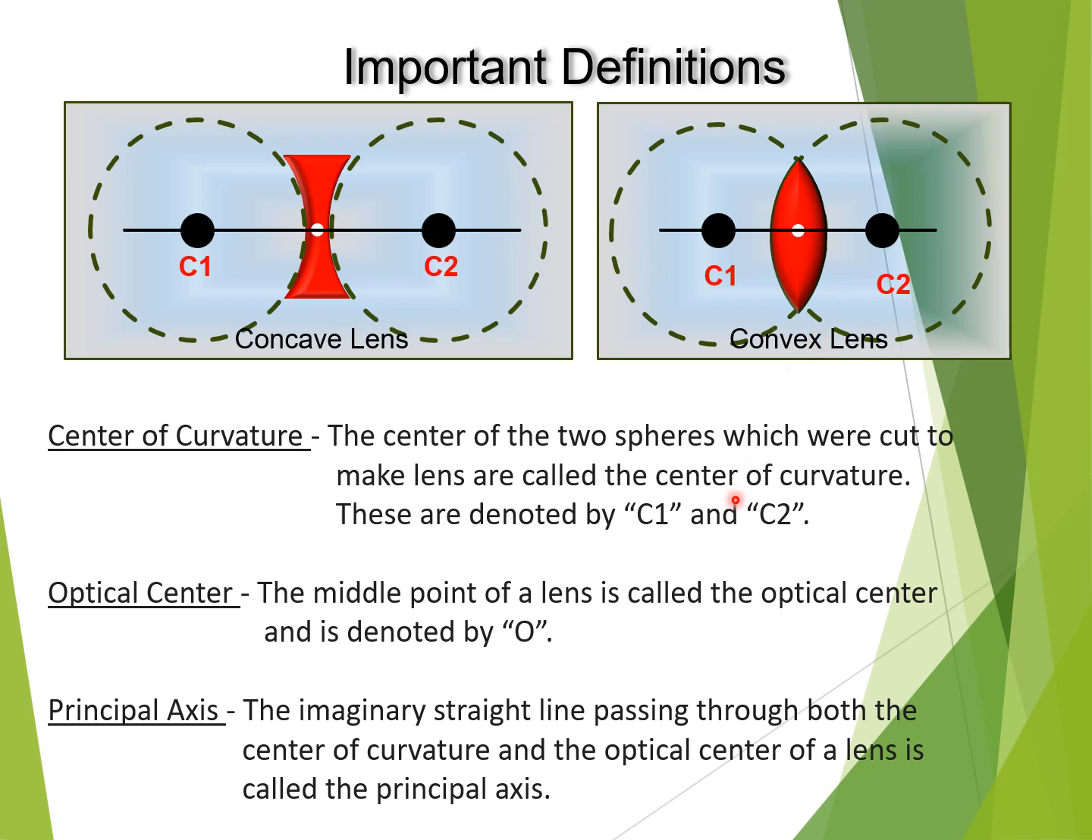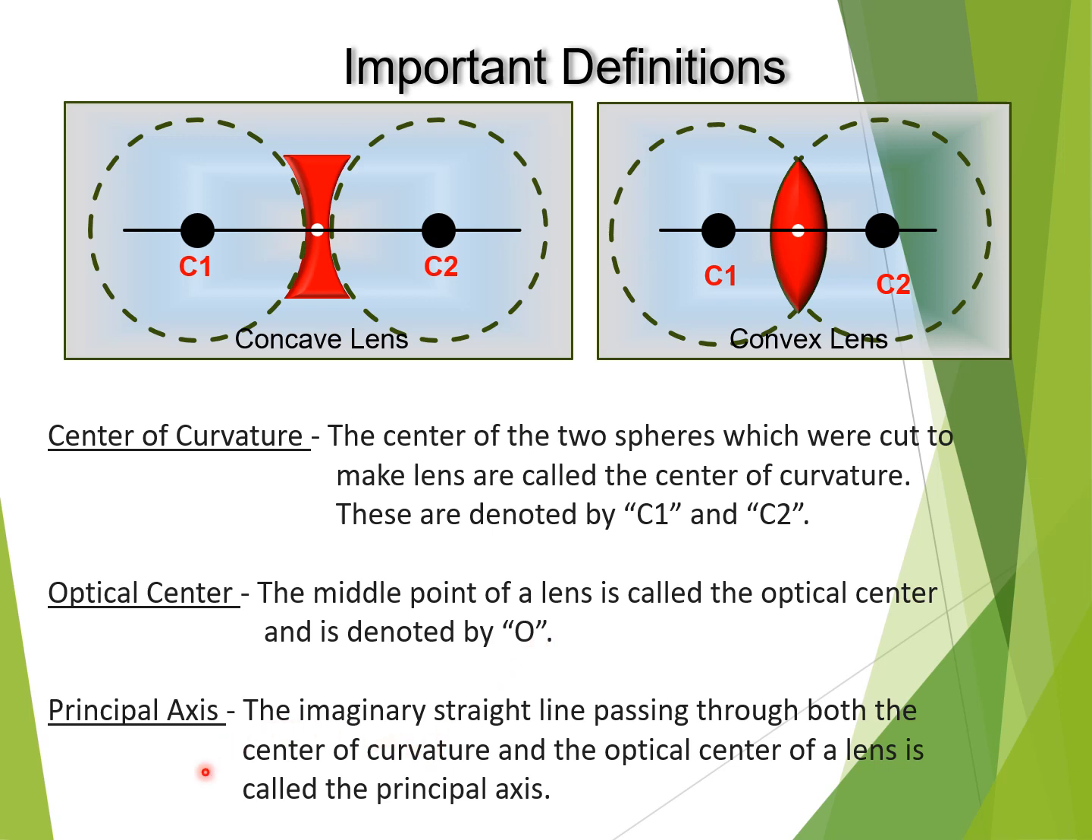Then another thing is the optical center. The middle point of the lens, this is the white color middle point, here also it is the white color middle point. This is known as the optical center, and it is denoted by O.